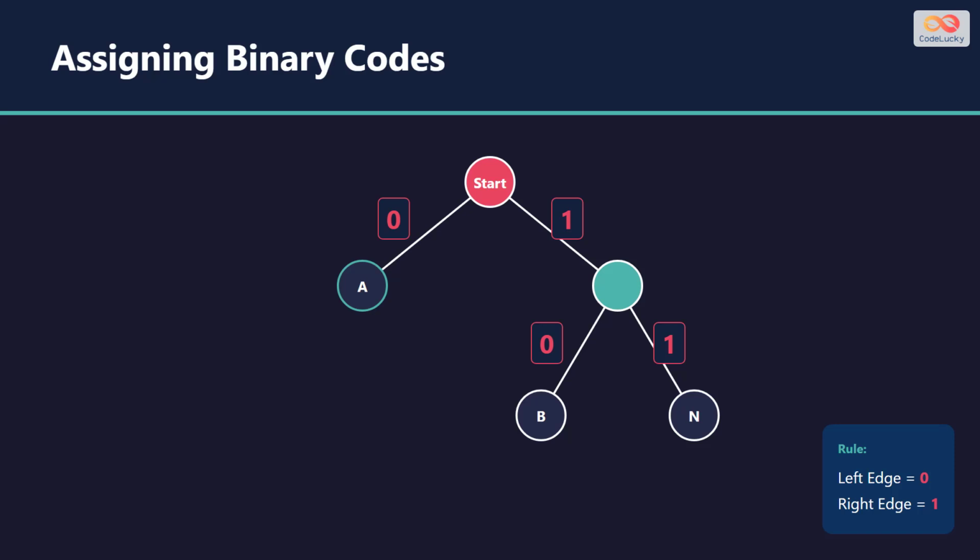Once the tree is built, we assign binary bits to the edges. A common convention is to assign a 0 for every left branch and a 1 for every right branch. By tracing the path from the root to each character, we generate their unique binary codes.